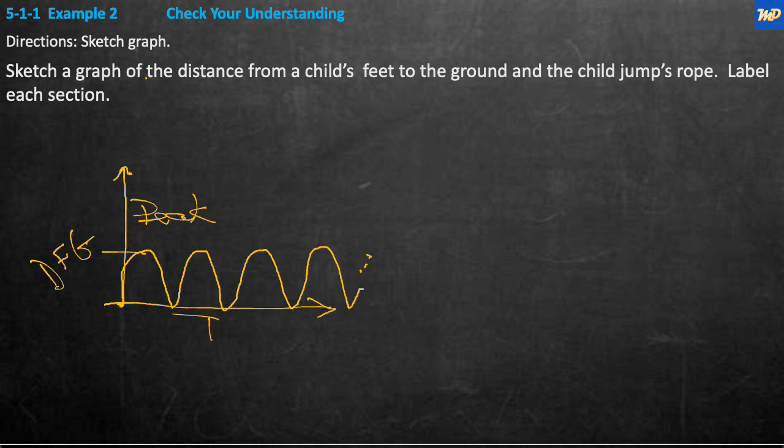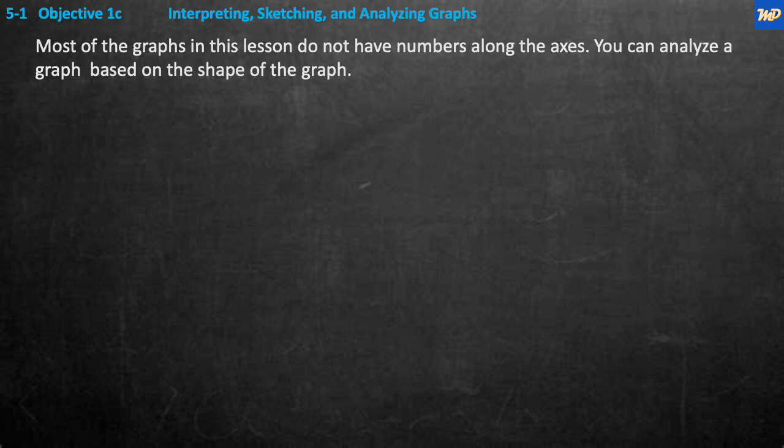Okay. This is the ground. Right there is the ground level. The peaks are right there and right there. That's when the body stops going up and starts going back down. You get the picture? It goes up fast in the beginning and then it slows down and then it comes back down, right? You've all jumped rope, I'm assuming anyways. So that's a pretty nice little drawing of what's happened. Most graphs in this lesson do not have numbers along the axes. You can analyze the graph based on the shape of the graph alone.